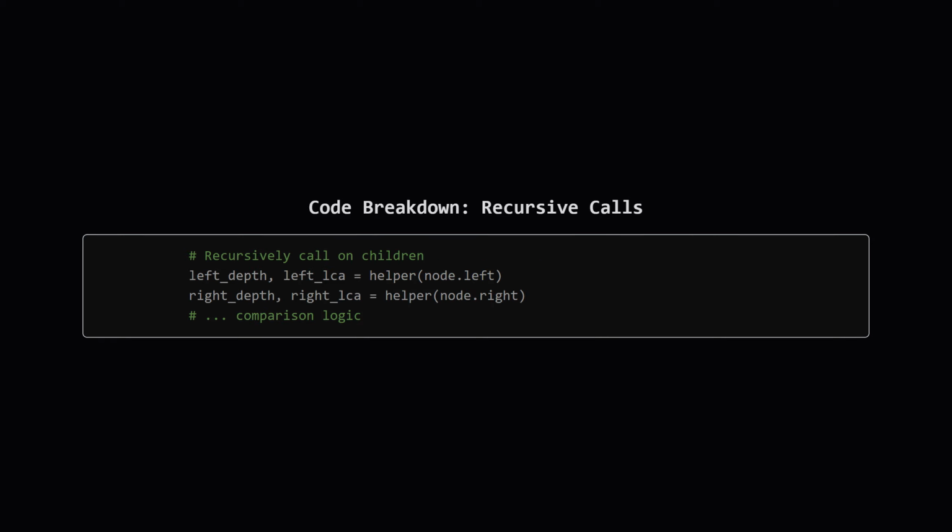Simple enough. Next, if the node is not null, the function calls itself recursively on its left child and its right child. See how it calls helper, node.left, and helper, node.right. It stores the results. Remember, each call returns a pair, depth and LCA, into variables like left_depth, left_LCA, right_depth, and right_LCA. So, after these two lines, the current node has the answers from its left and right subtrees.